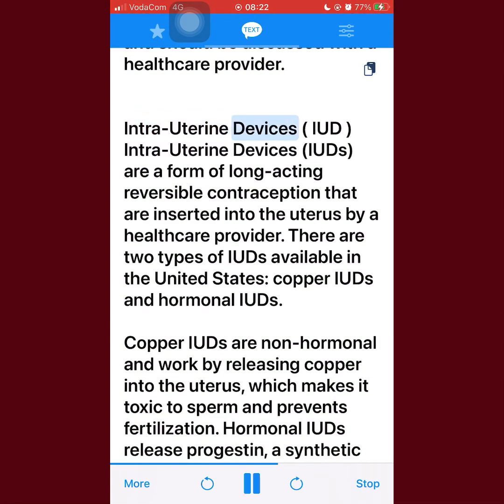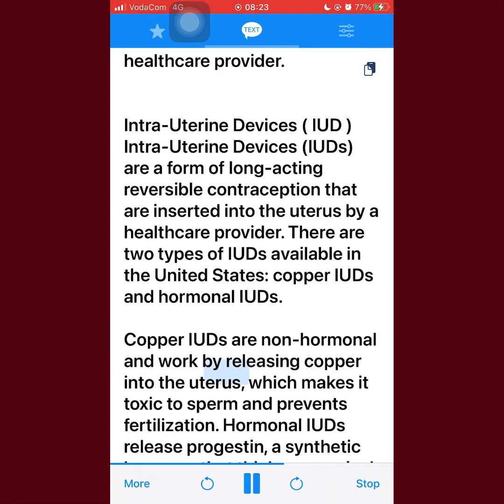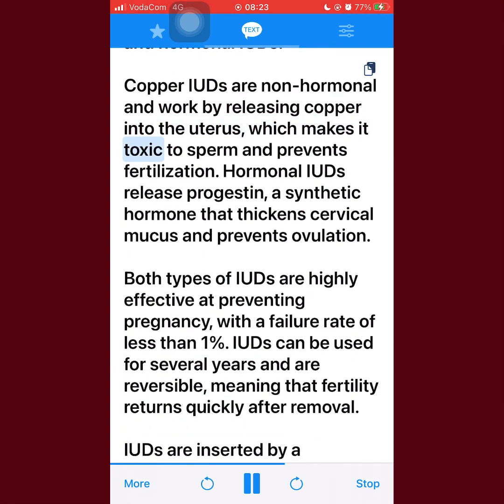Intrauterine devices, IUDs. Intrauterine devices are a form of long-acting reversible contraception that are inserted into the uterus by a healthcare provider. There are 2 types of IUDs available in the United States: copper IUDs and hormonal IUDs. Copper IUDs are non-hormonal and work by releasing copper into the uterus, which makes it toxic to sperm and prevents fertilization. Hormonal IUDs release progestin, a synthetic hormone that thickens cervical mucus and prevents ovulation.